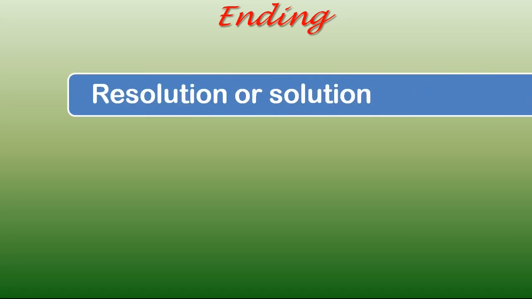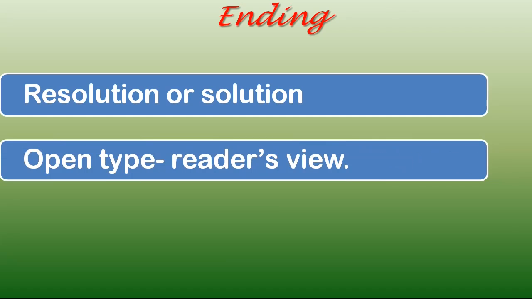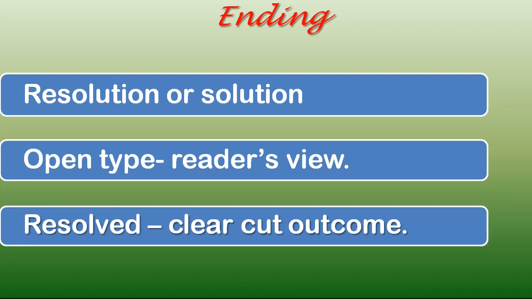Then the last but not the least, the ending. How should you end the story? You can resolve or you can give a solution by your own self. It could be an open-ended type of ending, like the reader has his own views about the conflict and the characters which you have given in the story. It could also be a resolved and a clear-cut outcome. You can resolve the conflict and give a single solution to it.